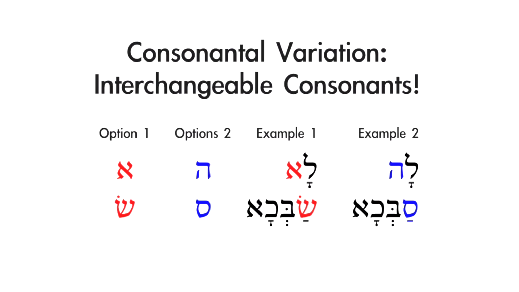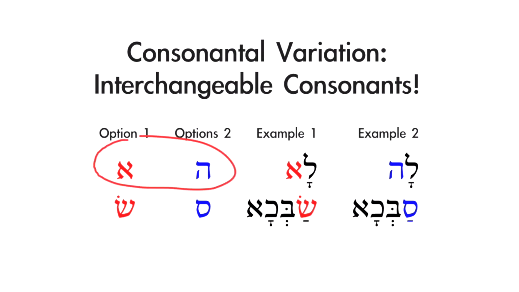Now, in addition to consonantal variation based on dialectical differences, we also have consonantal variation based on spelling differences. Look at your screen with me. One of the things in Aramaic that may seem odd at first is that the spelling is not always set for a particular word. And there are a number of instances where the same word may be spelled in one of two different ways. The first interchangeable consonant pair is aleph and he.